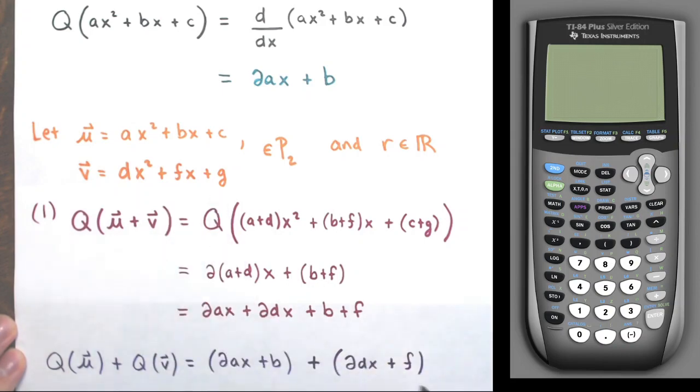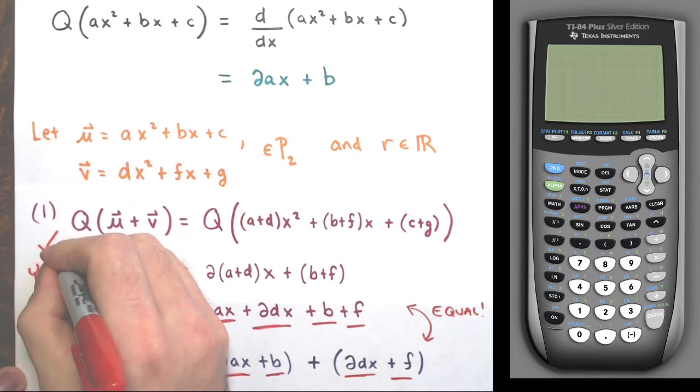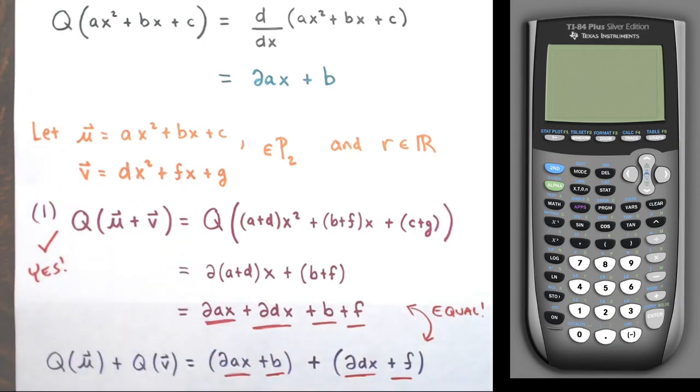And again, the parentheses aren't really necessary. And then take a look at all the terms here. 2ax, 2ax, positive b plus b, plus 2dx, plus 2dx, plus f. Every term is accounted for. These are equal. Wonderful. So I'll put a big check mark next to this. This is yes. The additivity property does hold for this transformation.